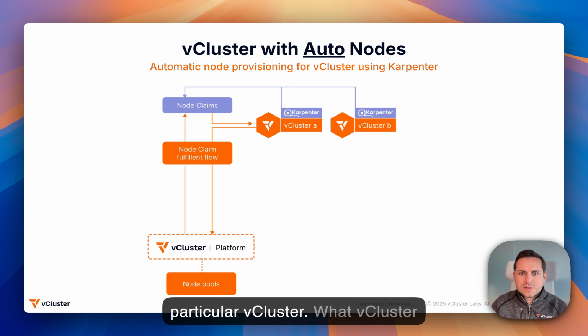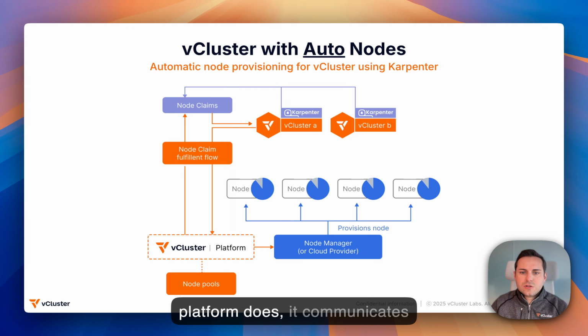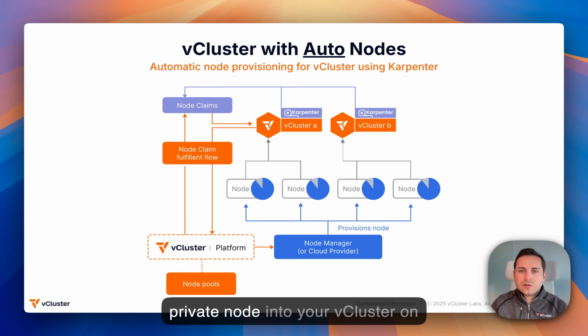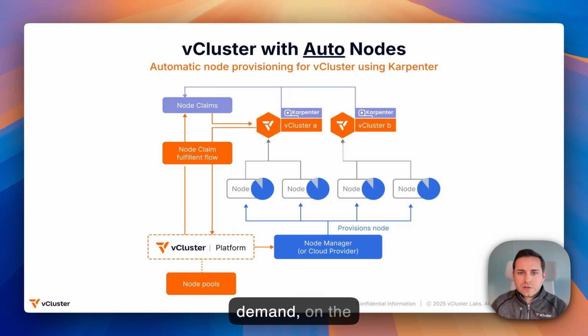for that particular vCluster. What vCluster platform does is communicate with your node manager, which can be either your cloud provider like AWS, GCP, or Azure, or it connects with your bare metal systems such as Metal as a Service or OpenStack or any other private cloud system that you're running in your own data centers. And then vCluster platform provisions the node, which means PXE booting it or creating a VM in a public cloud, and then it joins that node as a private node into your vCluster on demand, on the fly.